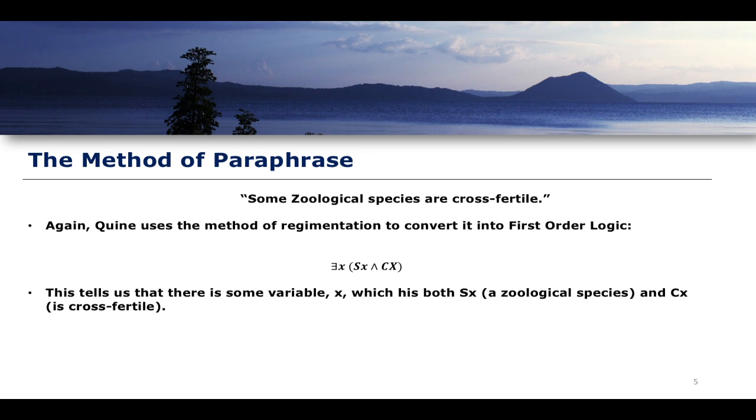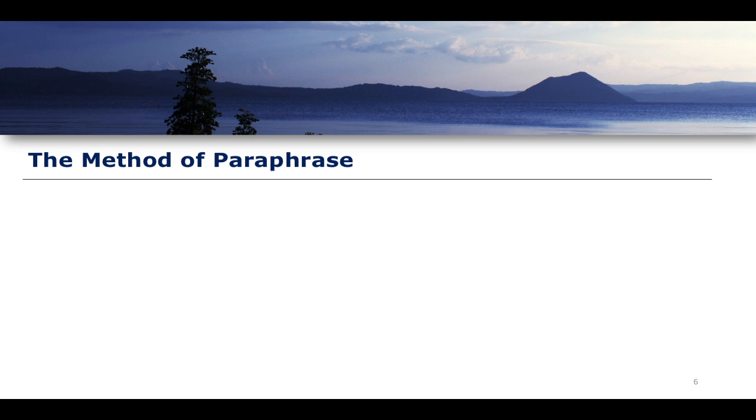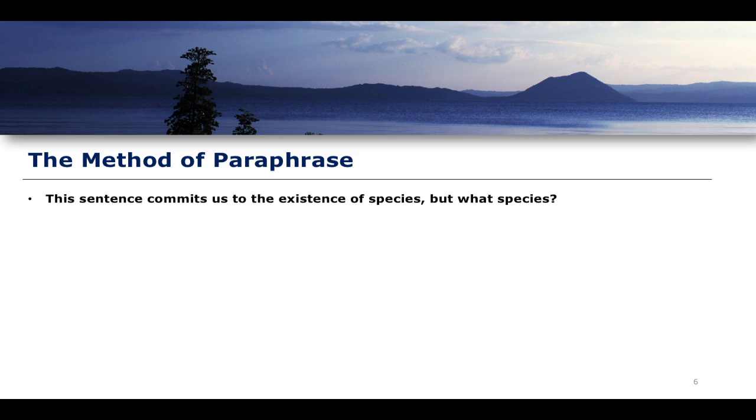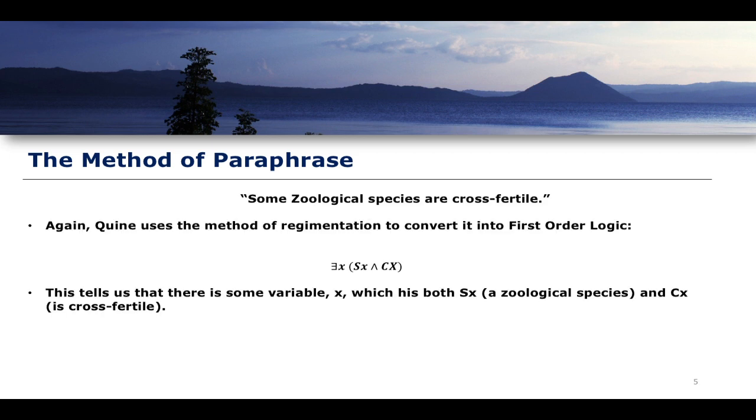This tells us there is some x which is both Sx, a zoological species, with the predicate of being a species, and Cx, the predicate of being cross-fertile. They will be both, okay? There will also be some that are not cross-fertile, hence why we don't have a universal quantifier, we have an existential quantifier. If it was a universal quantifier, then it would be incorrect, because that would tell us that all zoological species are cross-fertile, which is obviously not true. So, continuing on then, this sentence commits us to the existence of species, if you look here, okay?